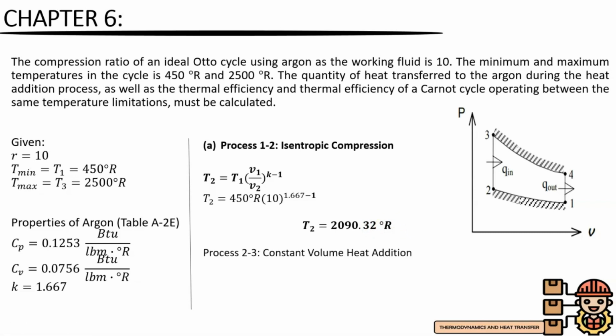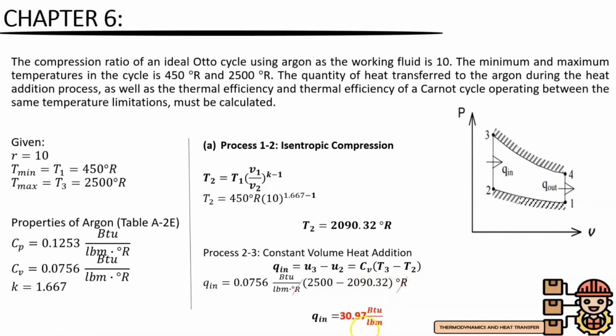Next is process 2 to 3, constant volume heat addition, where the Q in is equal to the specific internal energy at state 3 minus the specific internal energy at state 2. And Q in is also equal to the constant volume specific heat times the temperature at state 3 minus the temperature at state 2. Since we have the values for these given quantities, by substituting them, we have 0.0756 BTU per pound mass per degree Rankine as the value for our constant volume specific heat, times the difference of 2500 and 2090.32 degrees Rankine, is equal to 30.97 BTU per pound mass.